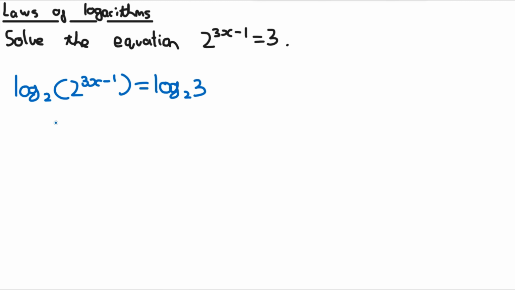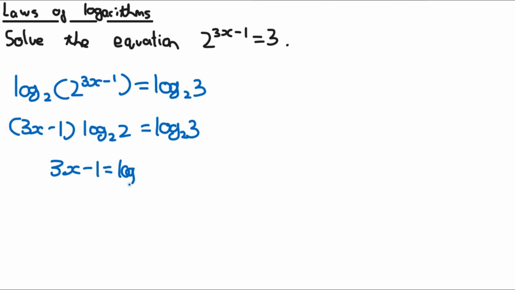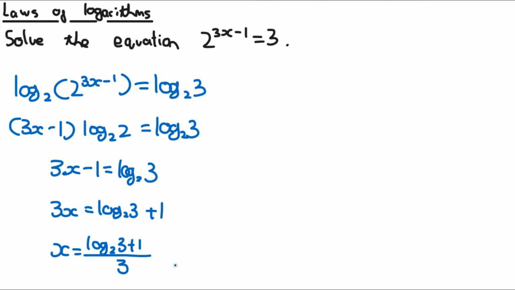But just to be full and show what's going on, 3x minus 1 becomes the coefficient, so it's going to become 3x minus 1 of log 2 of 2 is equal to log 2 of 3. This is equal to 1 because the base and this number are the same, so 3x minus 1 is equal to log 2 of 3. 3x is equal to log 2 of 3 plus 1, so therefore x is equal to log 2 of 3 plus 1 over 3, which if you put into a calculator is equal to 0.862 to 3 decimal places.